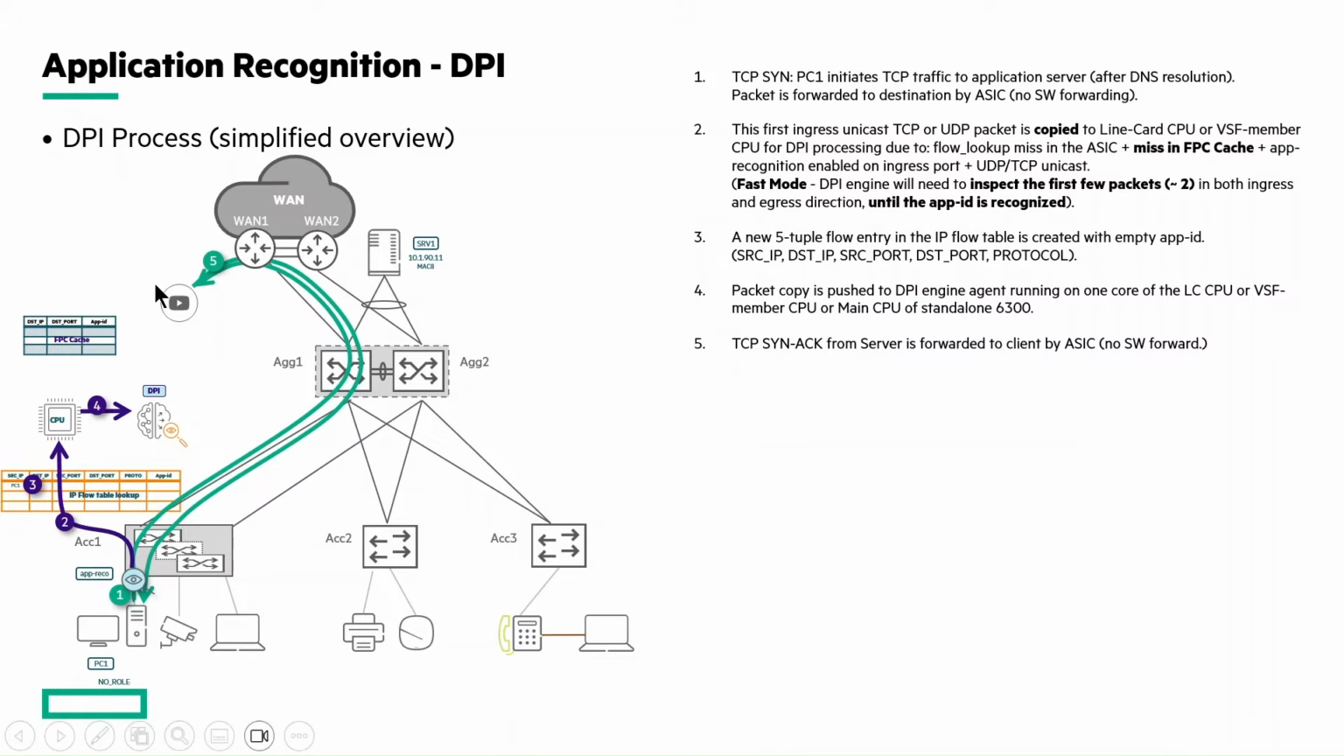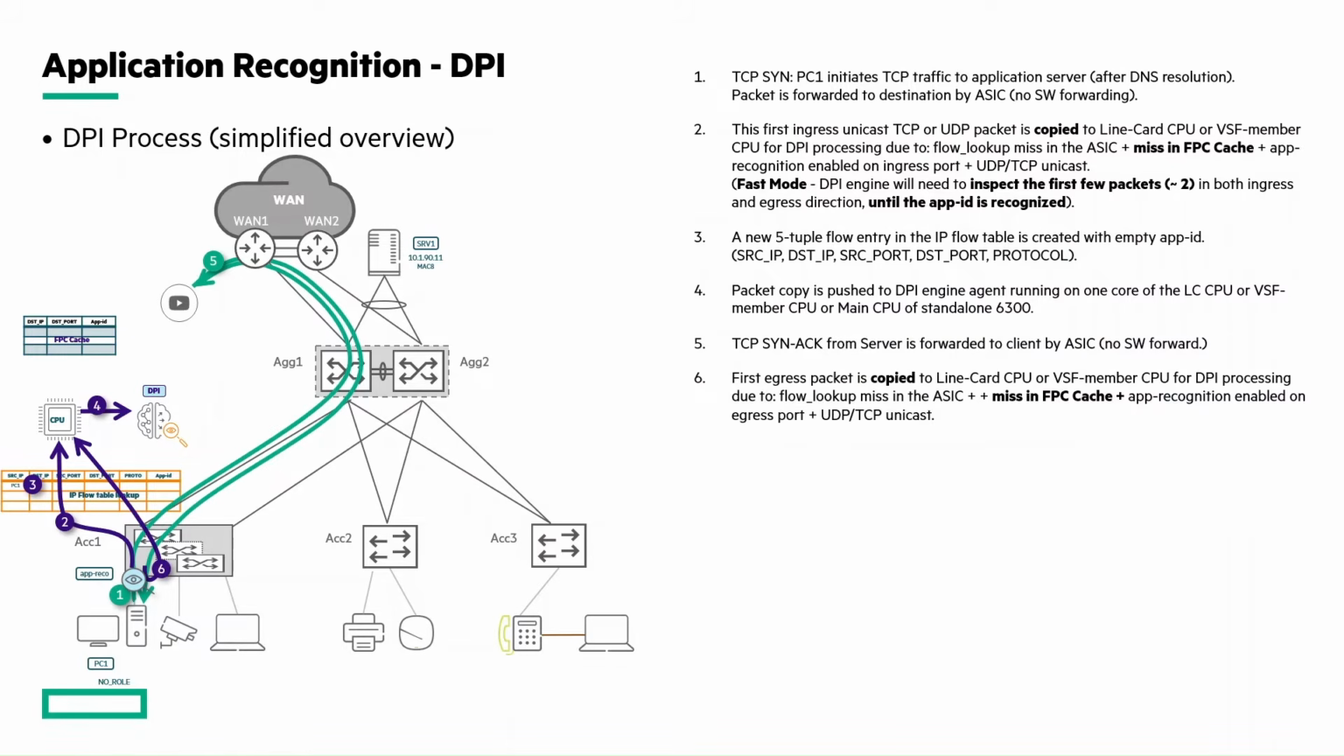Similarly, from the server side, the TCP SYN is forwarded to the client by the ASIC. There is no software forwarding involved here. And the process repeats: the first egress packet is copied to the line card CPU or the VSF member CPU for DPA processing because the above mentioned conditions are not met. So it is the same as the ingress packet, this time it is an egress packet. Similarly, for the egress flow, there is a 5-tuple flow entry created in the IP flow table with the empty application ID, since the application ID is not yet recognized.